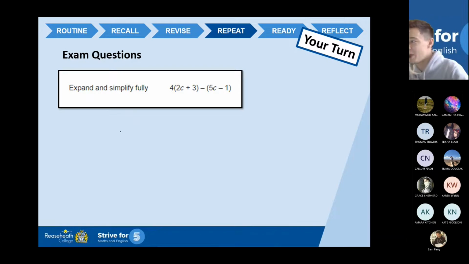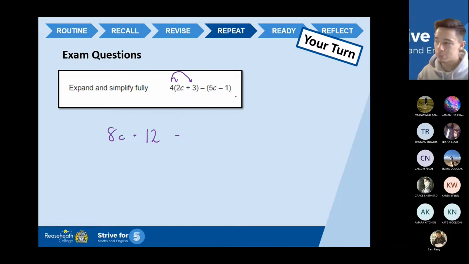Okay, here we go. 4, open brackets, 2c plus 3, close brackets, minus, open brackets, 5c minus 1, close brackets. Now, step 1, expand the bracket. So I've got 4 times by 2c. Well, that's going to be 8c. And then I've got 4 times by 3, which is 12. Minus, now these brackets here, don't stress too much about them. That's just keeping the 5c minus 1 together by itself, but we can get rid of them, okay? We can keep it as 5c minus 1 like that, okay?